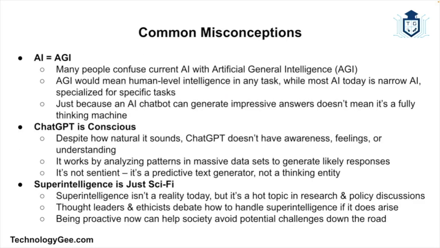All right, so let's go over some common misconceptions to watch out for. The first common misconception is AI is the same as AGI, and it's not quite true. Most AI that you interact with today is narrow AI. Now, just because it's impressive, that doesn't mean it's human level smart. Also, another misconception is ChatGPT is conscious. No, it's not. ChatGPT doesn't understand what it's saying. It's just really good at predicting what words come next. And then another misconception is superintelligence is just science fiction. Now, that's true today, but it's a serious topic in academic and policy circles. So preparing for it now could save a lot of headaches later.